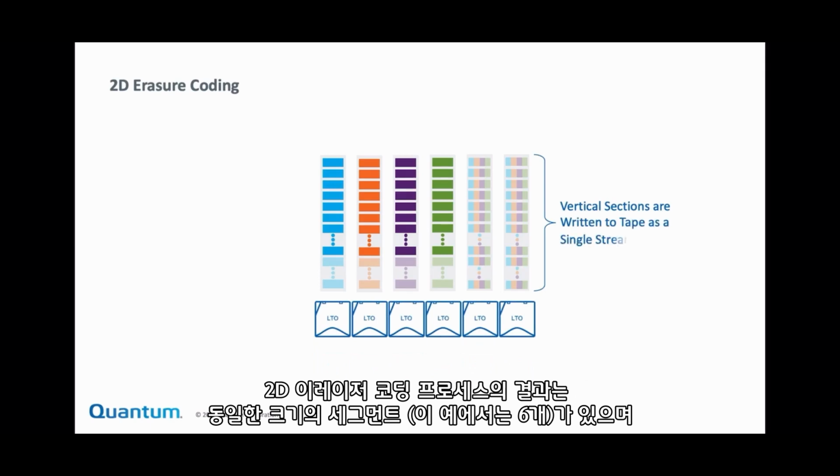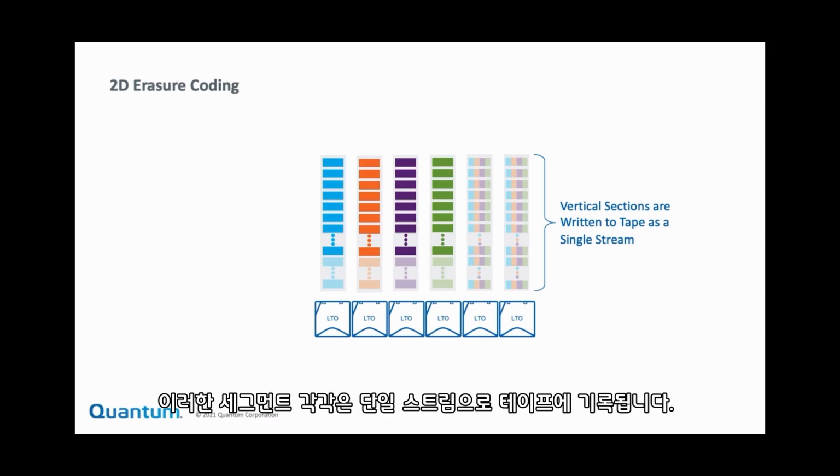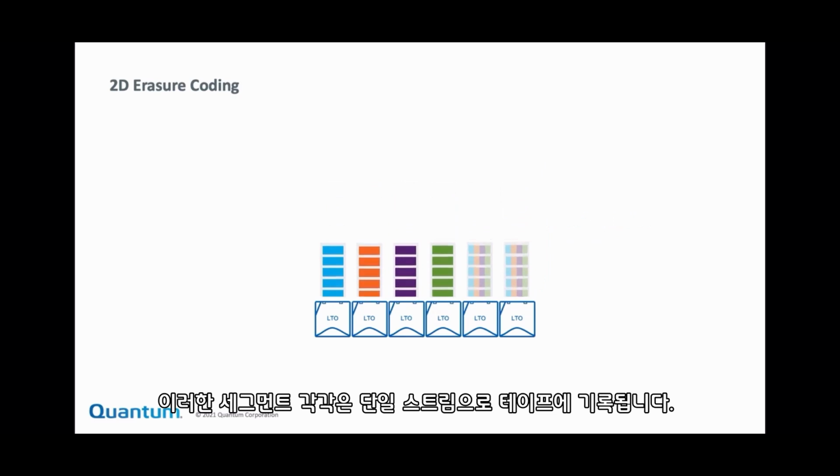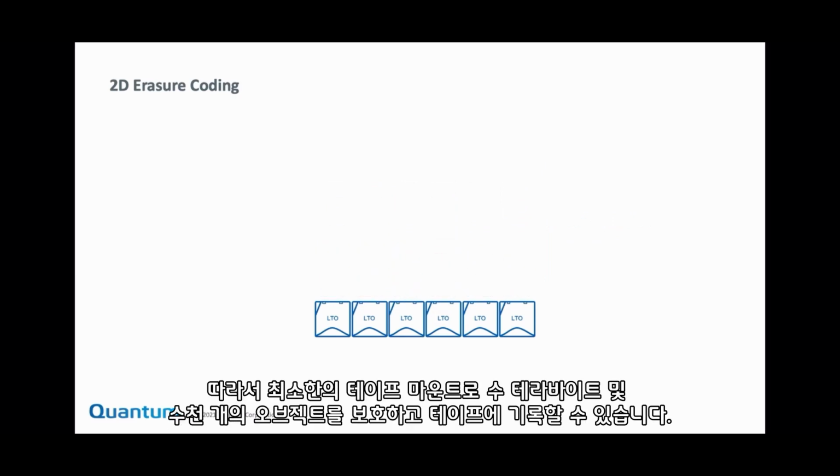The result of the 2D erasure coding process is some number of equally sized segments, 6 in this example, and each of those segments is written to tape in a single stream. So multiple terabytes and thousands of objects protected and written to tape with minimal tape mounts.